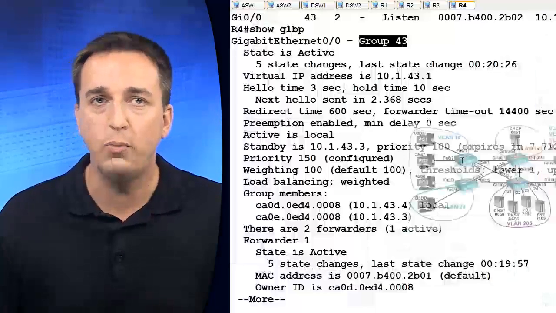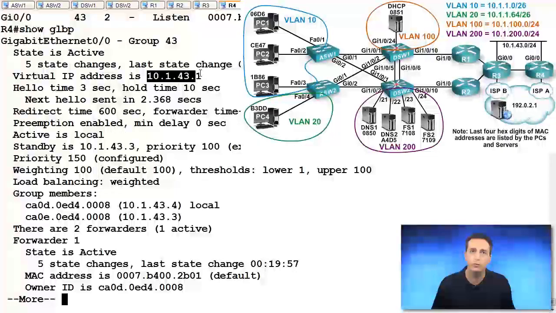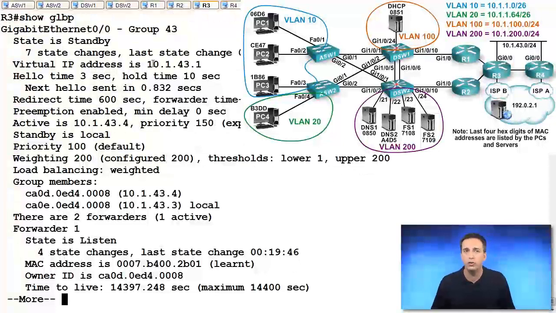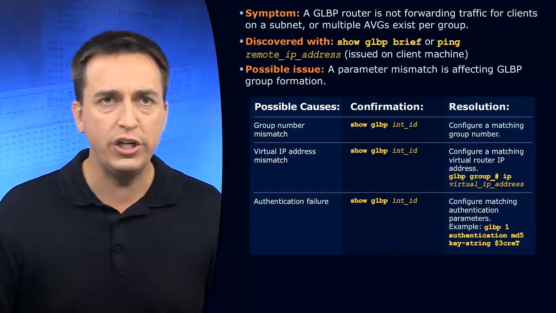So looking at the output of show GLBP, we can see that for group 43, we're using the virtual IP address of 10.143.1, and on R3, we're also using the virtual IP address of 10.143.1. So this is the IP address that is configured on the client. So we need consistency across the board here. If these addresses are not accurate, then we are not going to get the desired results we want for our particular GLBP group.